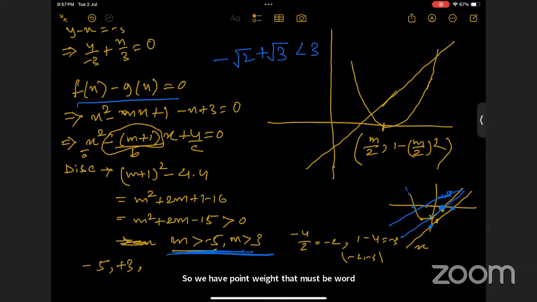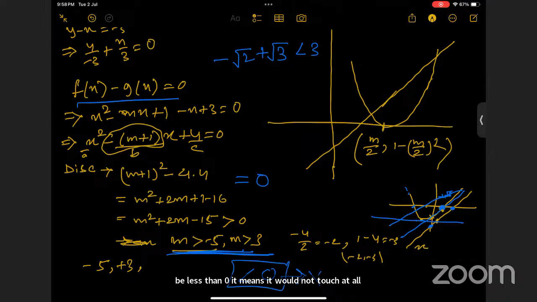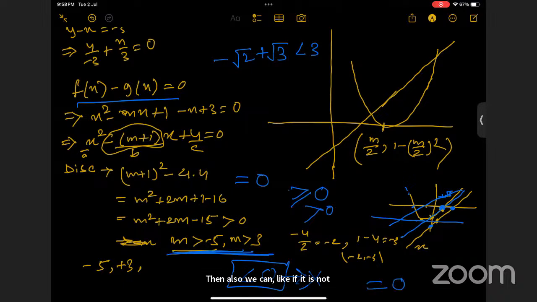Because if the discriminant even equals 0, then the line also touches the parabola, right? Yes, then it would be a tangent to it. And when it is less than 0, it means it would not touch at all. So less than 0 is not our case. But if the discriminant is greater than or equal to 0, if it is not strictly greater than 0 and simply equals 0, then also we can say that the line touches the parabola, right? Yes, ma'am. In this option we have a problem with the word must be.